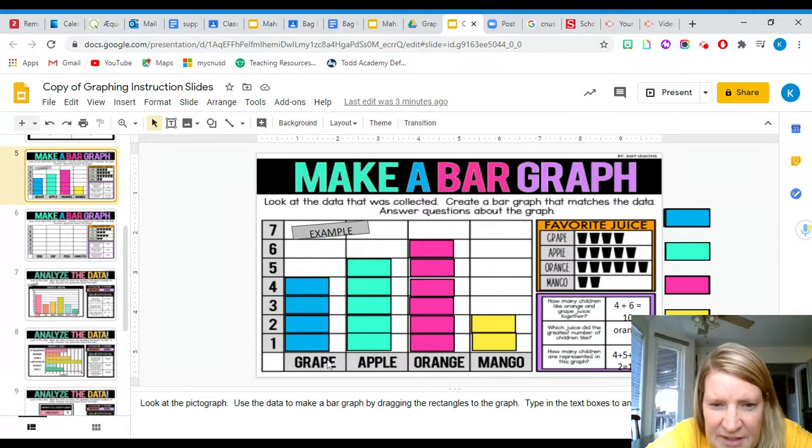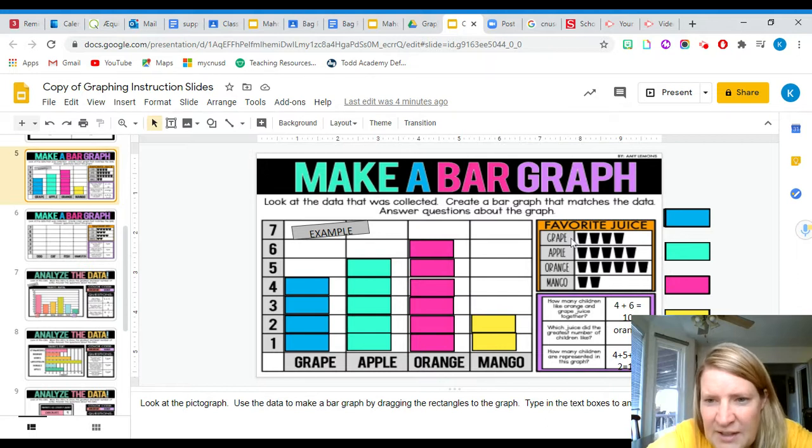Then you can see how the data was placed onto the bar graph. Over here we have the number of kids. 1 kid, 2, 3, 4, 5, 6, 7 children. Down here we have the flavors of juice: grape juice, apple juice, orange juice, mango juice. And then we use these boxes, colored boxes, to fill in the bar graph to match our data.